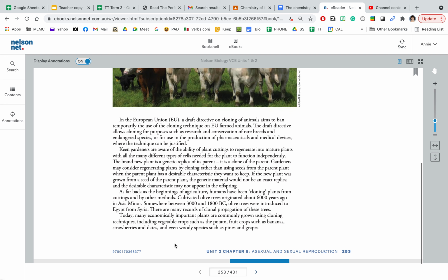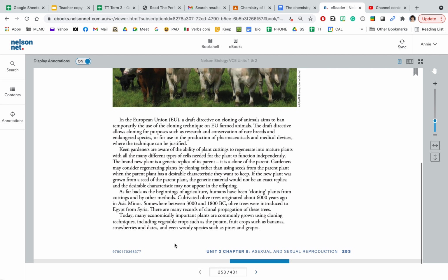As far back as the beginning of agriculture, humans have been cloning plants from cuttings and by other methods. Cultivated olive trees originated about 6,000 years ago in Asia Minor. Somewhere between 3000 and 1800 BC, olive trees were introduced to Egypt from Syria. There are many records of clonal propagation of these trees.